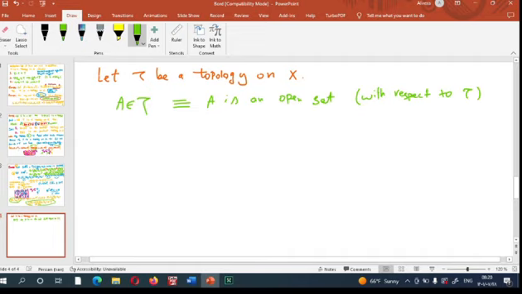A is open if and only if A belongs to tau, and this pair is called a topological space. Okay, topological space.